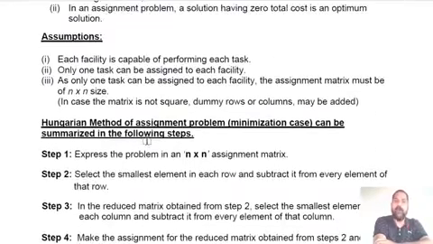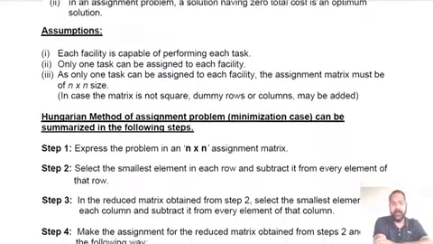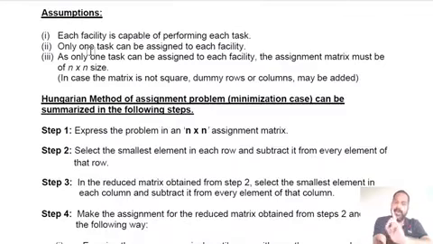Next, assumption. So there are a few assumptions that you make in an assignment problem. Number one, each facility is capable of performing each task. This I told you. Every man is capable of working on every machine. Every jockey is capable of riding every horse. Every driver is capable of driving every car. Every sales person is capable of going to every sales locality.